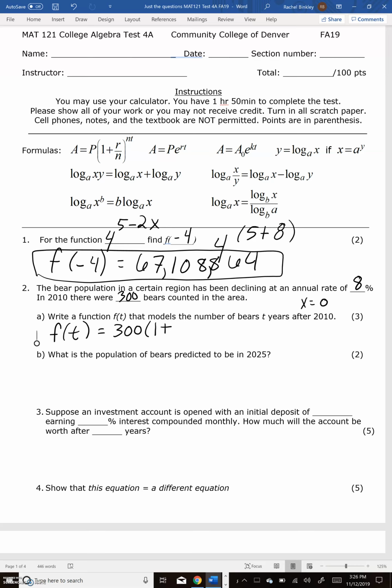times 1 plus our rate, which is 8%. Do not make the mistake of putting in 8% as just 8. It needs to be as a decimal, which is 0.08. And then to the power of t years.